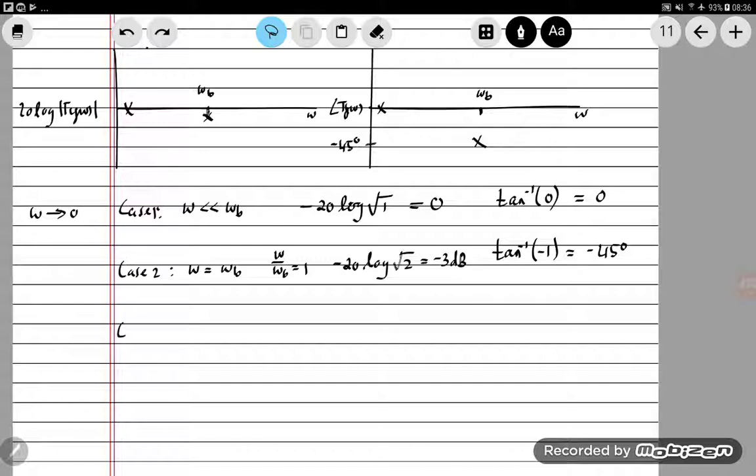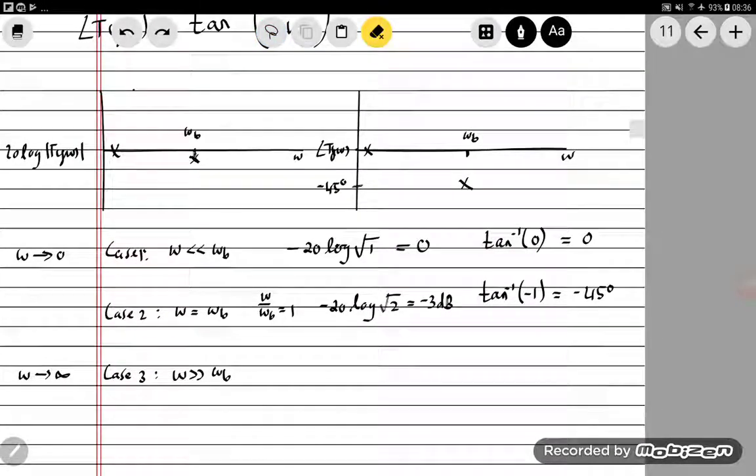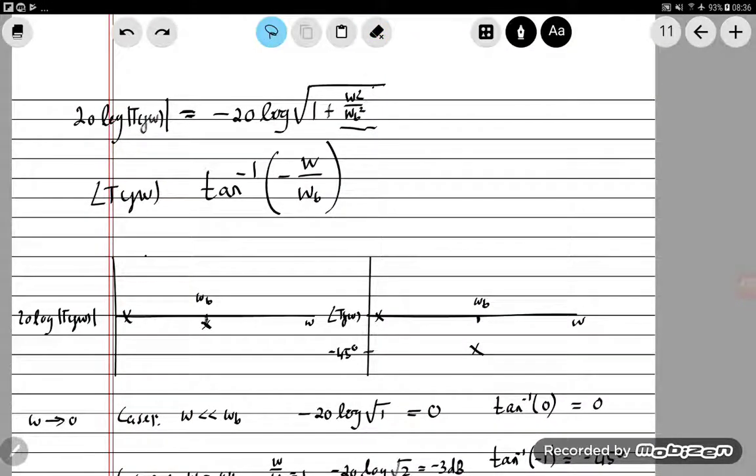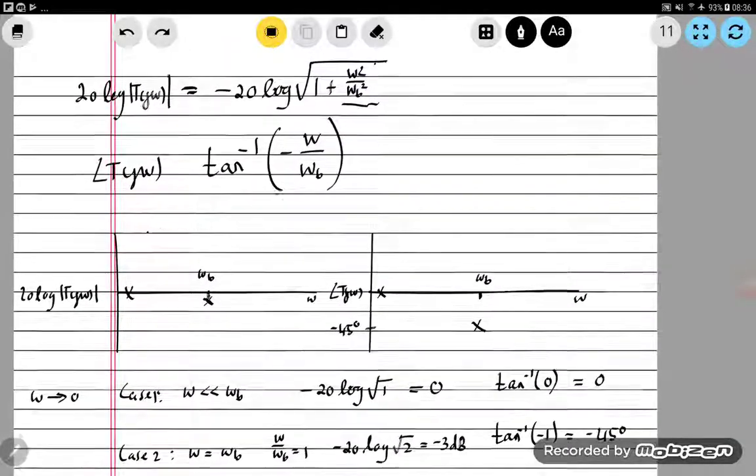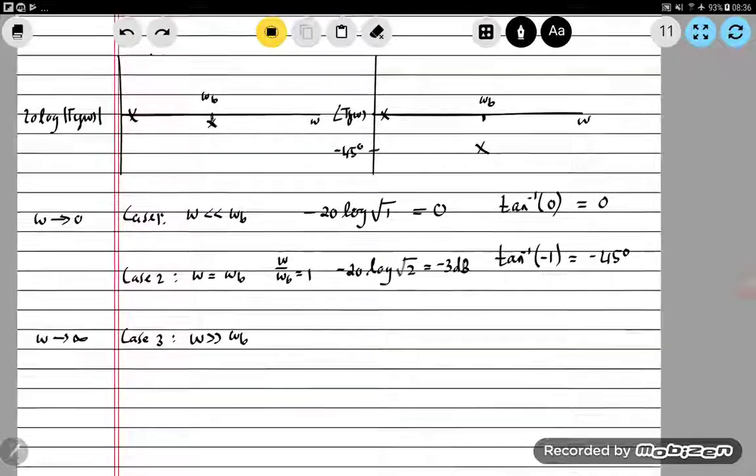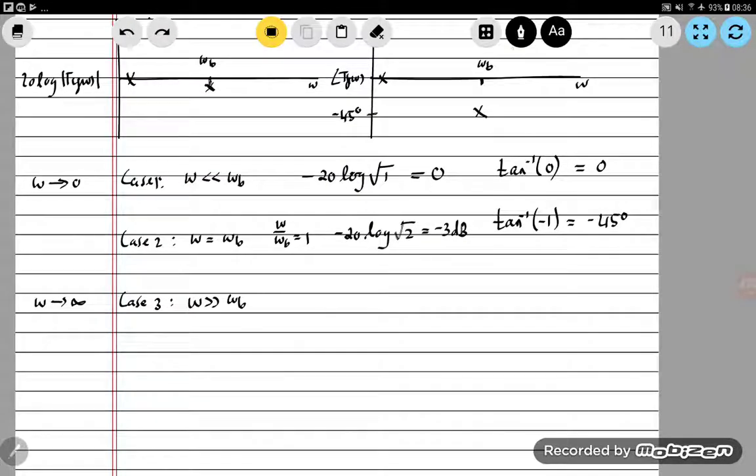The third case we have to consider is when omega is much larger than the break frequency, so that's when omega tends towards infinity. If that is the case, if you look at our magnitude function, then if omega is much larger than omega b, this term dominates this function. So the 1 is comparatively small, and our magnitude function just becomes negative 20 log of omega over omega b.